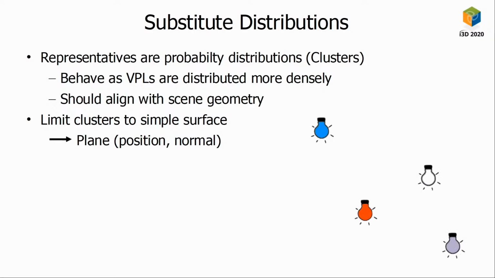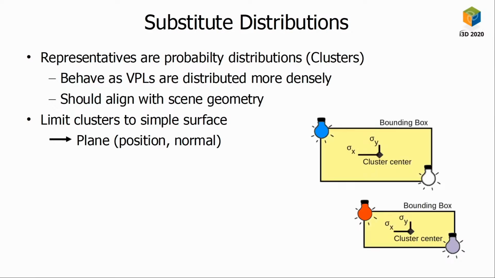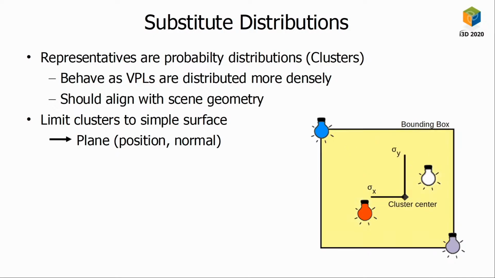Here you can see a simple example. Let's say we have 4 virtual point lights. To obtain a substitute distribution, we compute the density-weighted position and positional variance of the 2 VPLs. As we go further up the tree, the parent distributions are computed by merging child distributions, and this continues until we arrive at the root node.